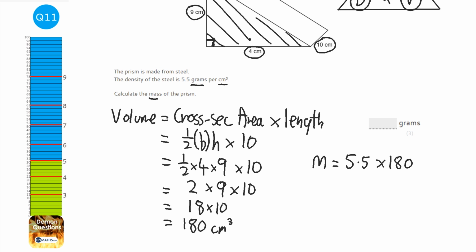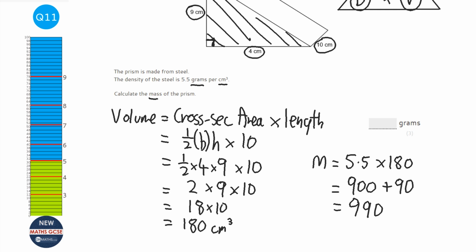So if I have a calculator, I can just type that in. Otherwise I could do 10 times 180, which is 1800, then halve it, which is going to be 900, and then half times 180, which is 90. So that's 990. So the answer is 990 grams.